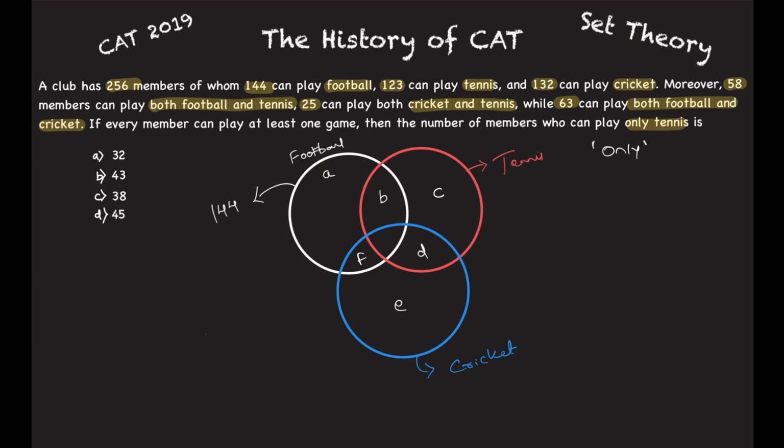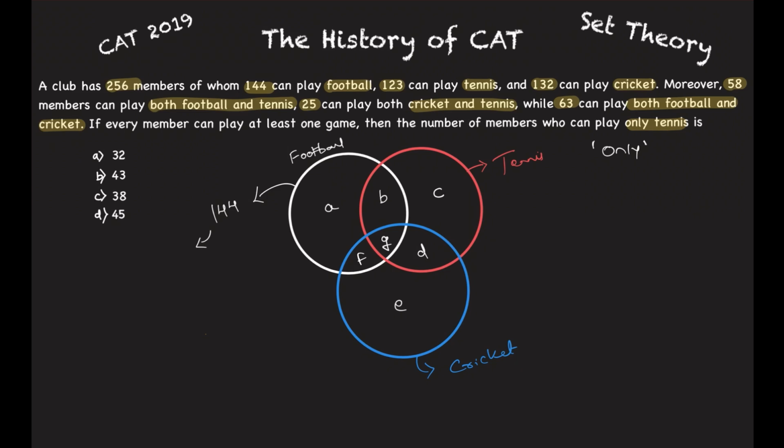And let's put a G here, which means exactly three games, people who are playing football and tennis and cricket. That's what you understand from the data given in the question. No need to write all this; there is a simple way to solve this problem. The reason I'm writing all this is because I want you to visualize what is given and what is asked. Now 144 is playing football, which means what is this 144?